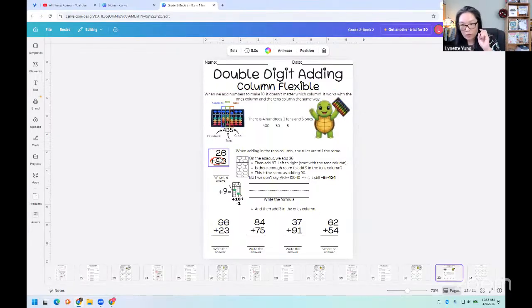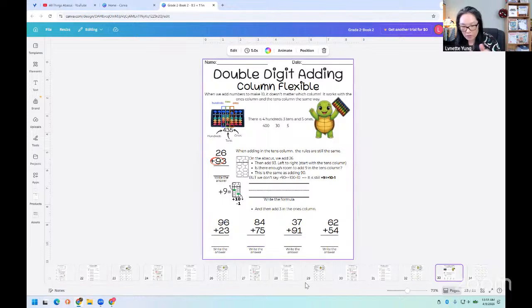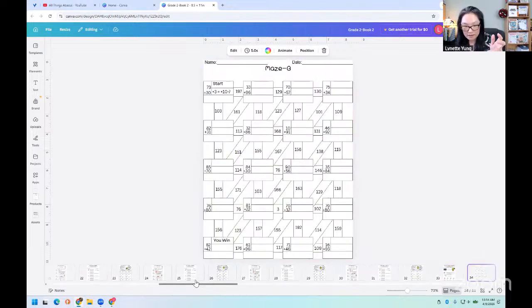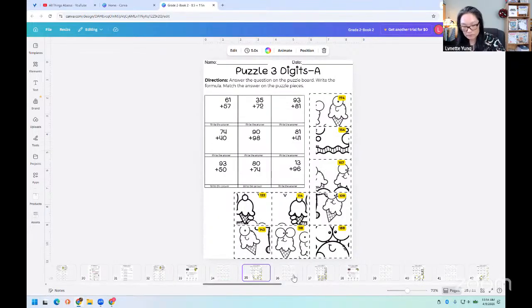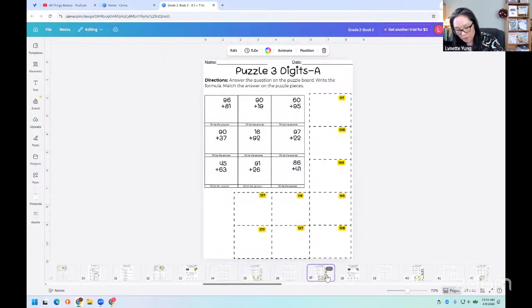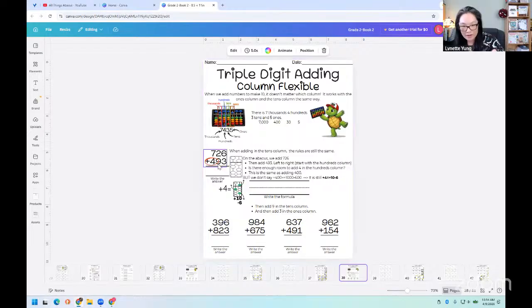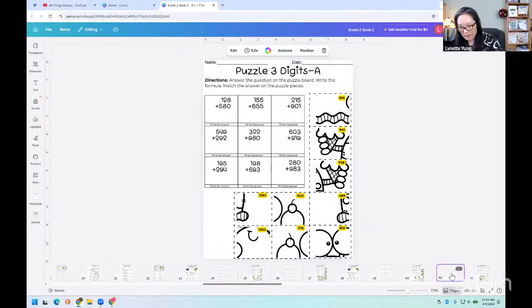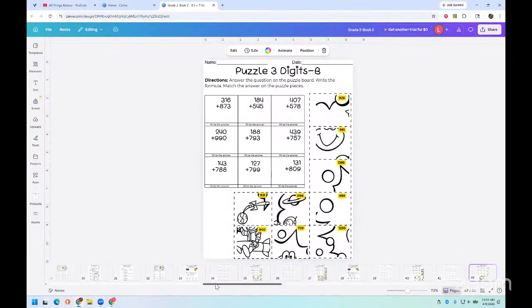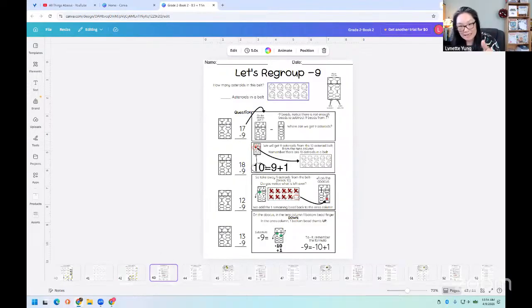And so this is where you become column flexible. We understand that we do hundreds, tens, and ones, write the formula, answer the question, and then there's the maze, write the formula, and then there's the puzzle. There's another maze, and then another puzzle. Then there's 3 digits plus 3 digits. So you add 3 digits and do the same thing. There's a maze, a puzzle, a maze, and then a puzzle. And then in the same book, there is subtraction, same thing.